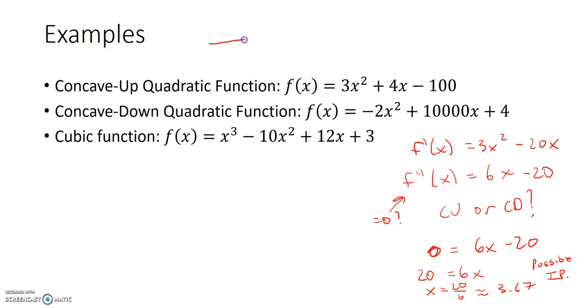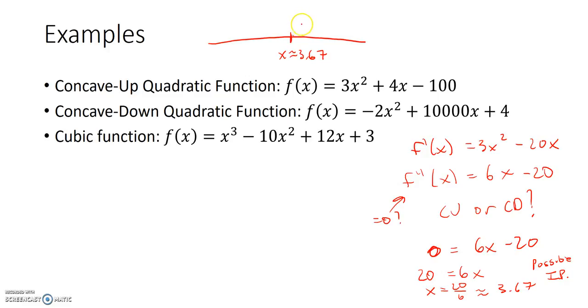So what I'm going to do is draw a number line here, and I'm going to mark 3.67, or 20/6, excuse me, or 10/3, and that's at approximately x is 3.67. So how do I know whether this is, first of all, an inflection point, a change in concavity, and secondly, how do I know if it's a change from going concave down to concave up or concave up to concave down?